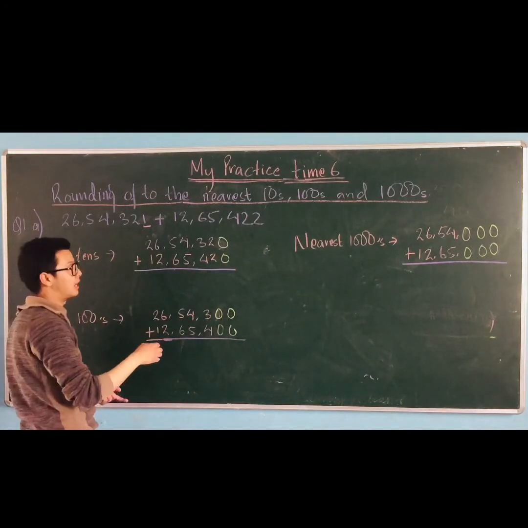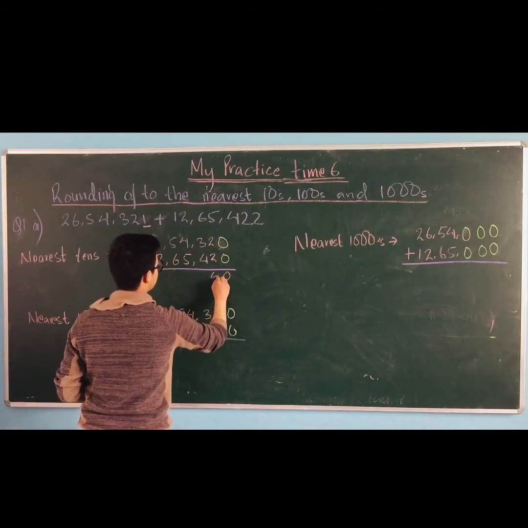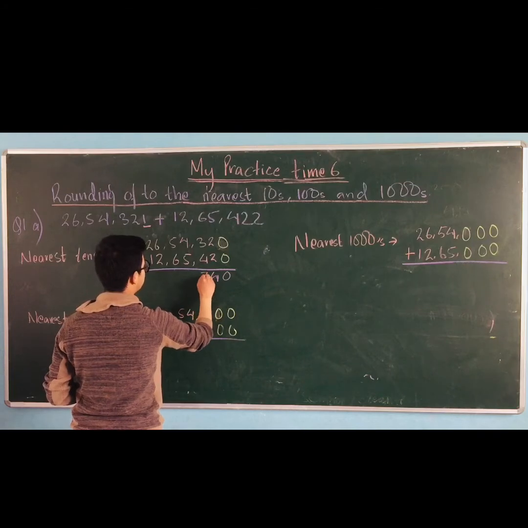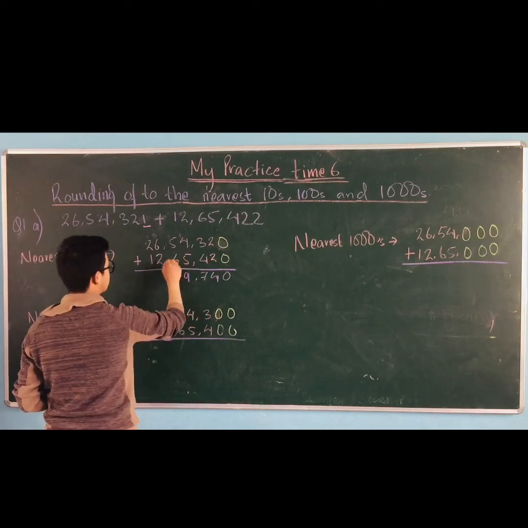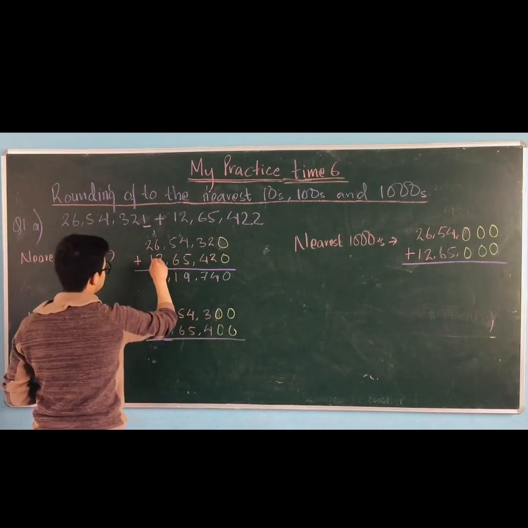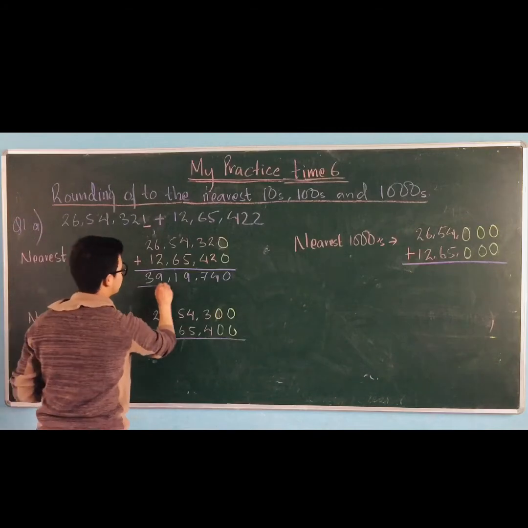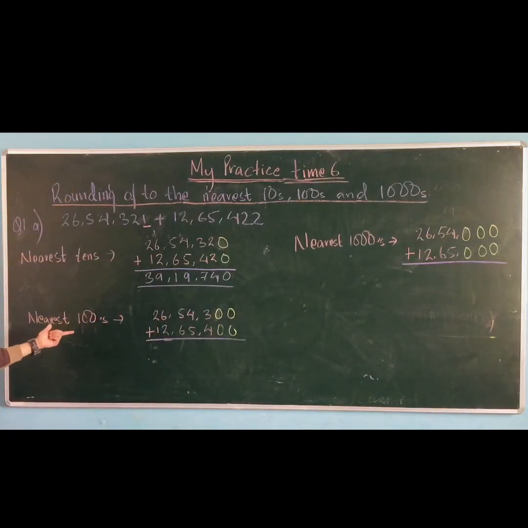that means this number will also become 0. Now you just have to add it. So 0 plus 0 is 0, 2 plus 2 is 4, 4 plus 3 is 7, comma, 5 plus 6 is 11, 1 in hand, comma, 6 7 8 9, 2 plus 1 is 3. Now this is your answer for the nearest tens.